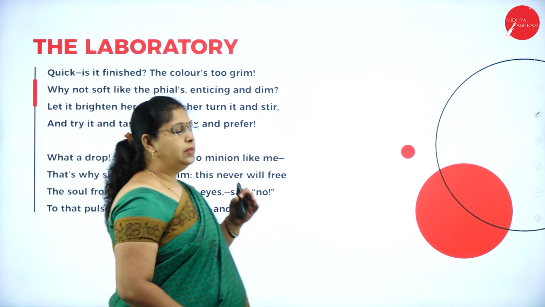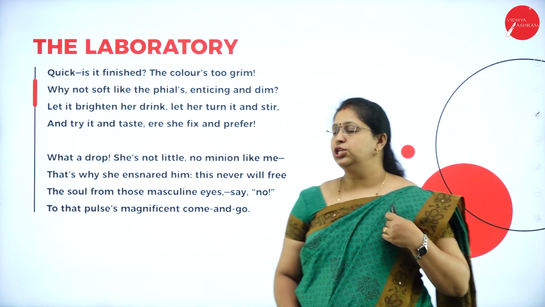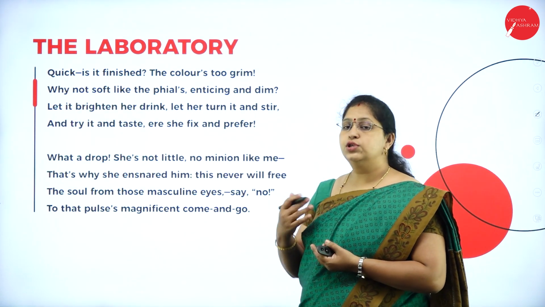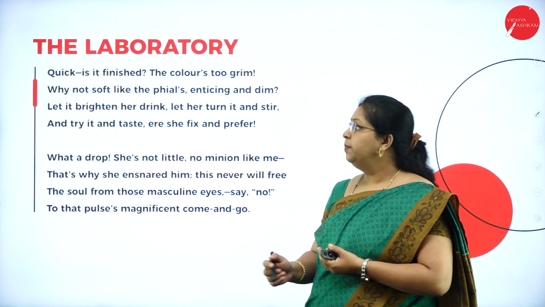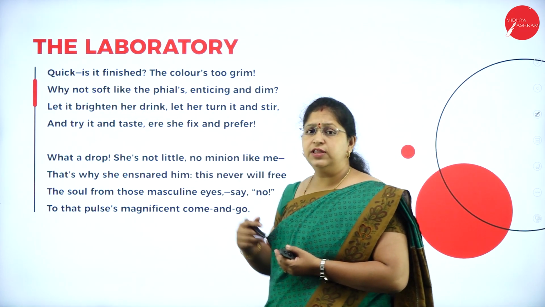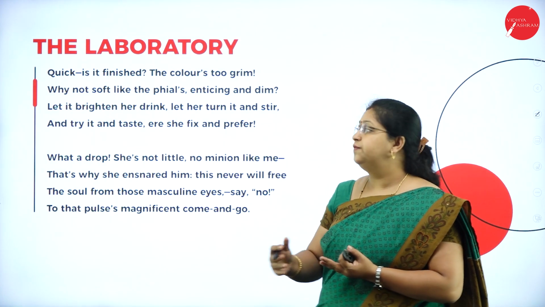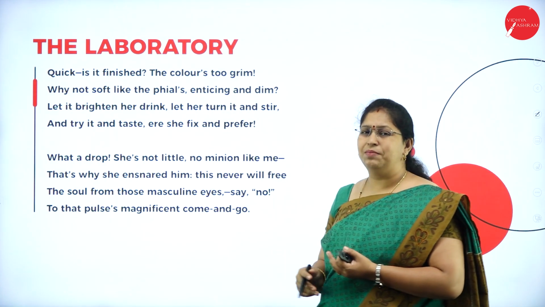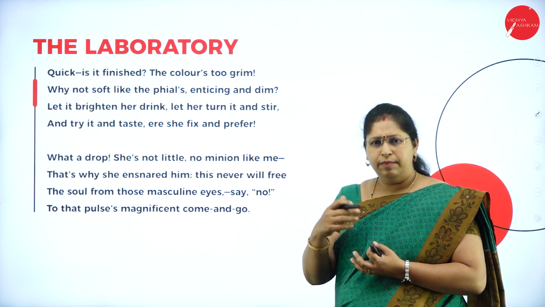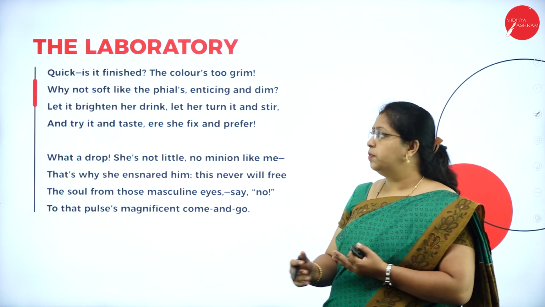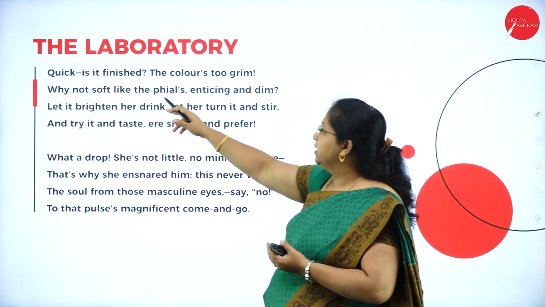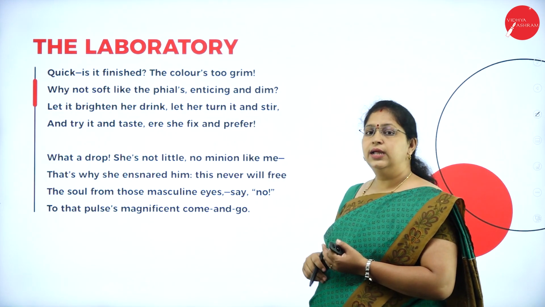Then here in these two stanzas she tells how strong the poison has to be. Okay. Quick, is it finished? She is very eager to get the poison. She is asking, quick, is it finished? The color is too grim. Color is a little dull. Make it more attractive. Make it more bright. Why not soft like the vials, enticing and dim?